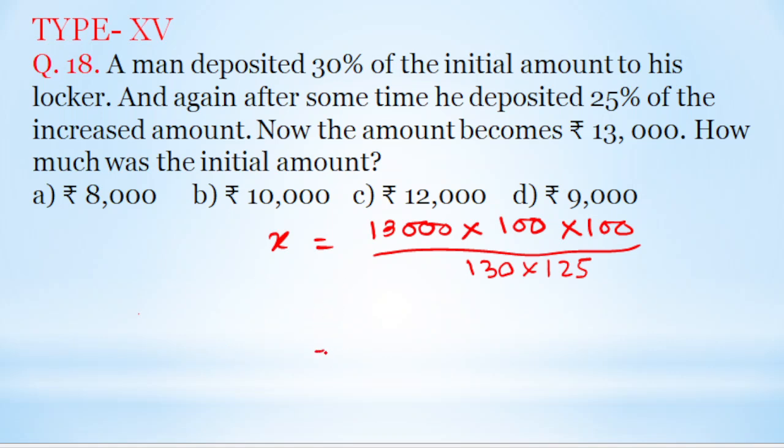So after solving, when this 100 is cancelled by 25 it becomes 4, and when this 125 is cancelled by 25 it becomes 5. Again when this 100 is cancelled by this 5, it becomes 20, and when 130 divides 13,000 it becomes 100. So 100 into 20 into 4 is equal to 8,000. That means option A is the right answer.